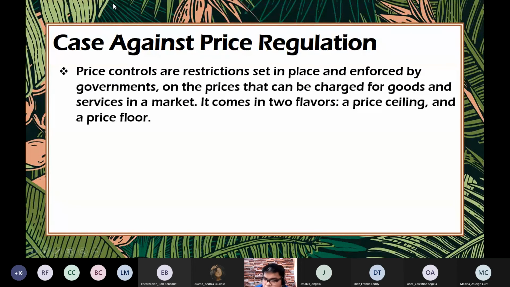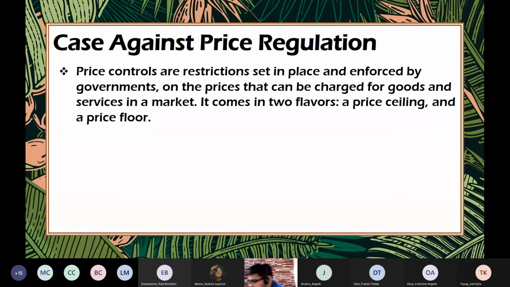Price control or restrictions set in place and enforced by governments on the price that can be charged for goods and services in a market. Incomes into... ano nangyari? A price floor. Okay. So, ito yung nangyayari typically sa price regulation. It's either may price ceiling or price floor. Hindi playboy yan, hindi natitikman yan, pero ganun yung wording ng reference ko. It comes in two flavors, a price ceiling and price floor.